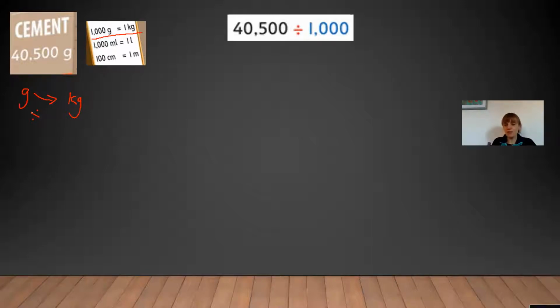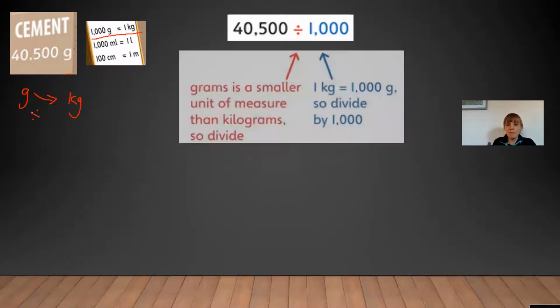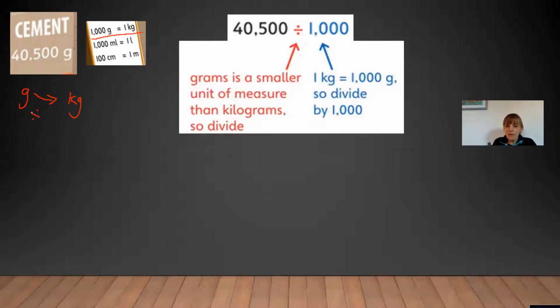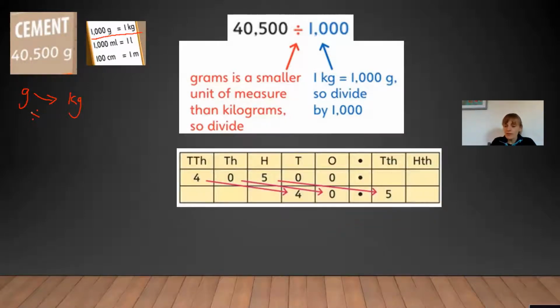Because there are 1,000 grams in a kilogram, I want to put this into kilograms. So I'm dividing by 1,000. Grams is a smaller unit of measure, so I'm dividing. So I can use my place value chart to help me.